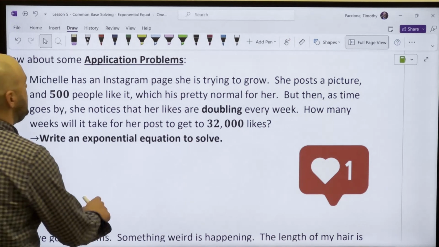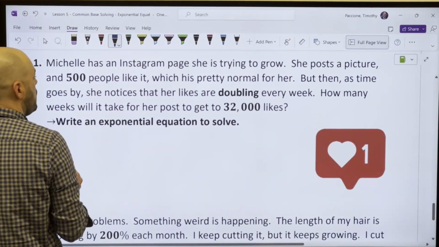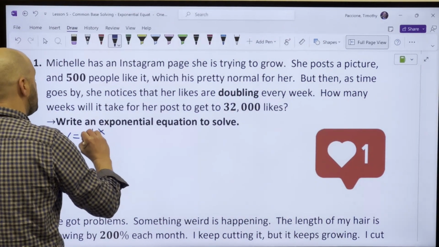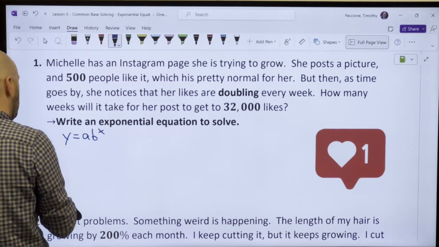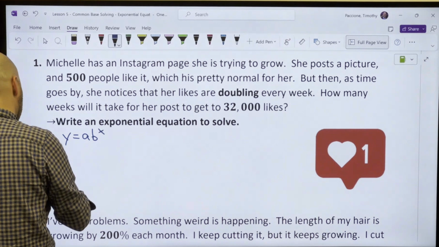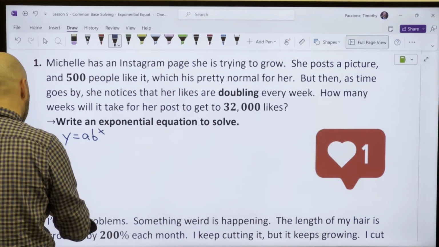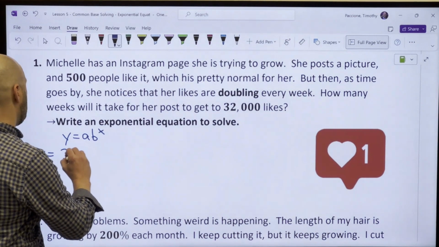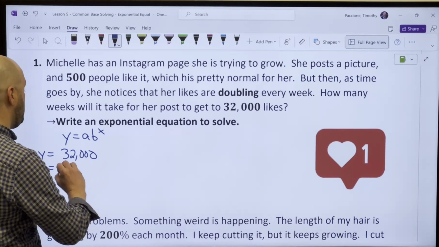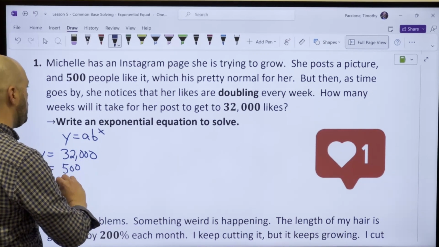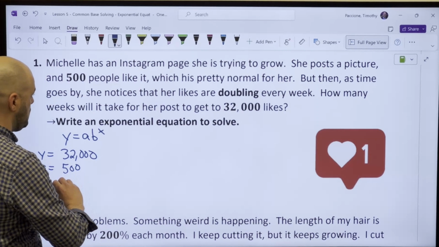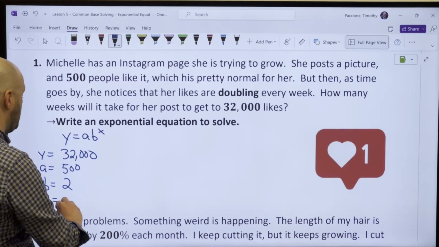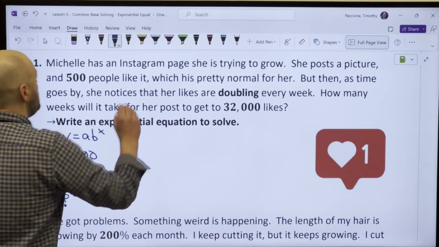So, what are we dealing with here? Growth or decay? Growth. All right, so we have y equals ab to the x. They didn't give us a percentage, right? So we know we can just go right to b. Y equals, a equals, b equals, x equals. What do we have as an n value here? 32,000. Starting value? 500. What's our multiplier? 2. It's doubling, right? And then x is our time. That is unknown.